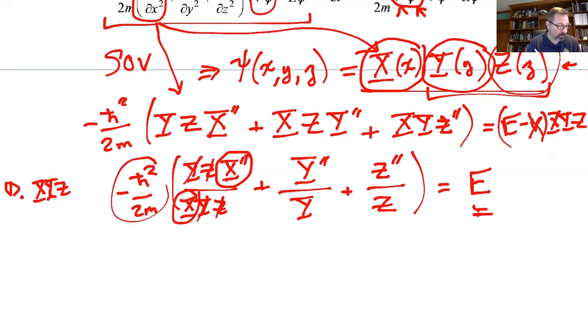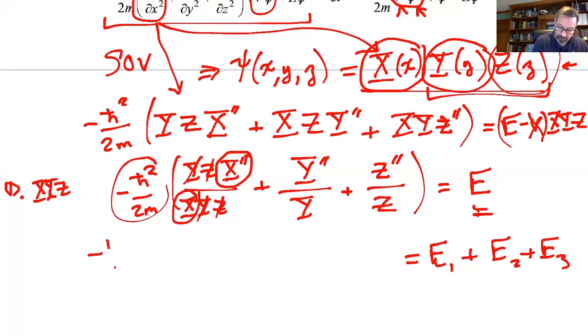And so here's our presumption. We're going to say that the three constants are E1 plus E2 plus E3. Those are the three constants that the energy is equal to. And so I'm going to rewrite this minus h bar squared over 2m.